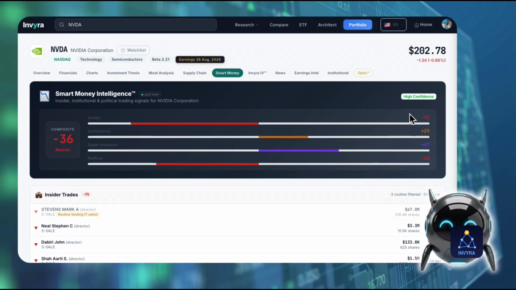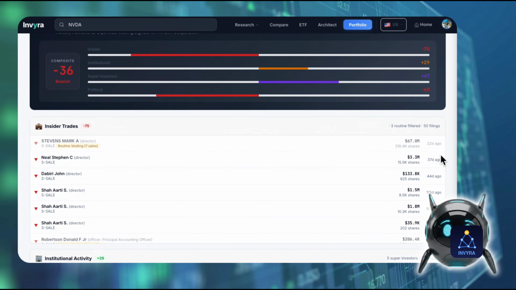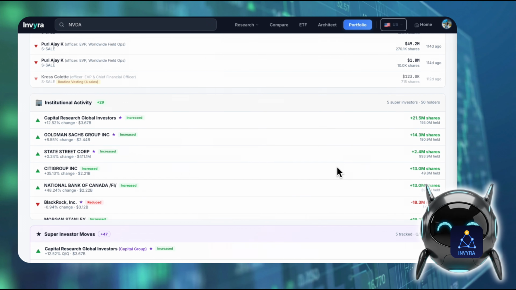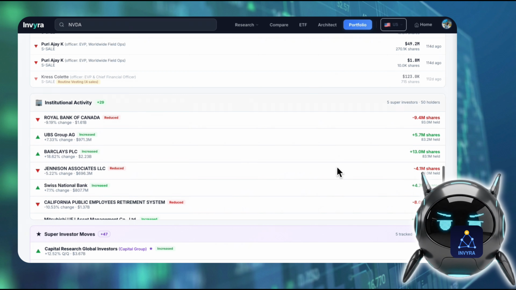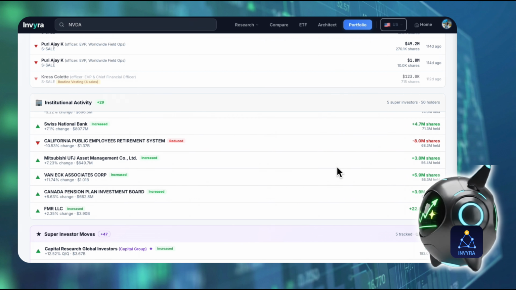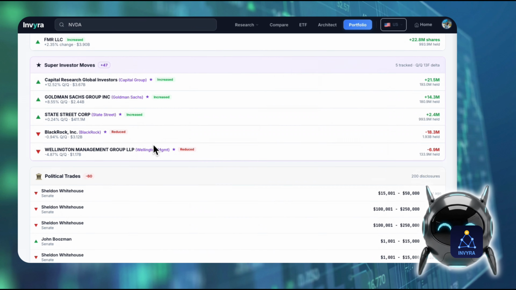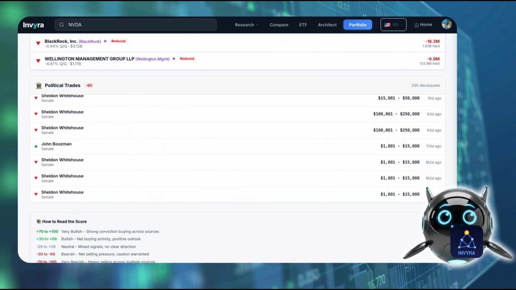There's one signal worth flagging. Invyra's smart money indicator, which tracks institutional and insider positioning, shows a reading of -36, bearish. Insiders and institutions are currently net sellers. This doesn't override the fundamental picture. Smart money can be wrong, and institutions sell for many reasons unrelated to long-term view. But it's information. The fundamentals say undervalued. The smart money says caution. That tension is worth sitting with before making any decision.